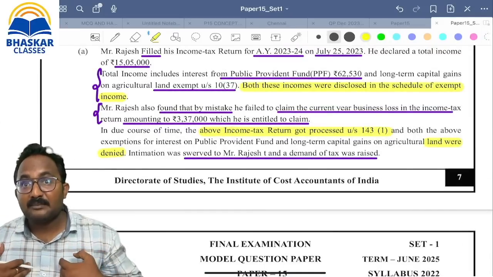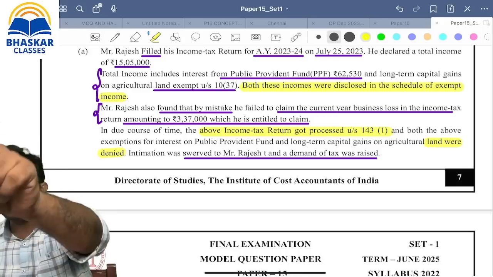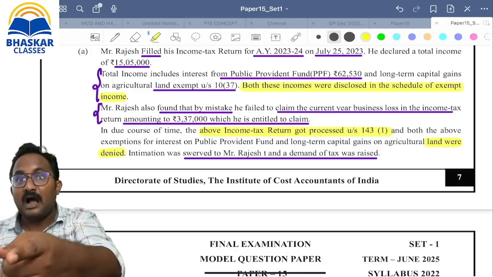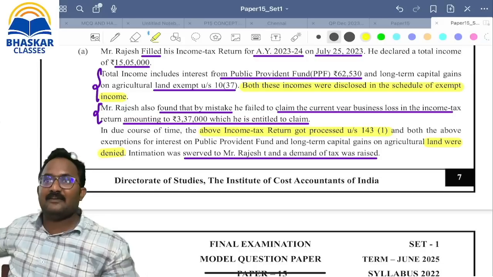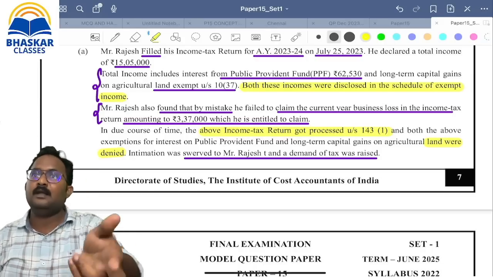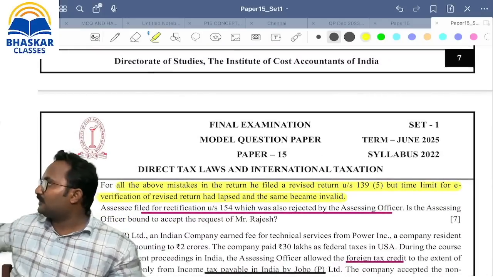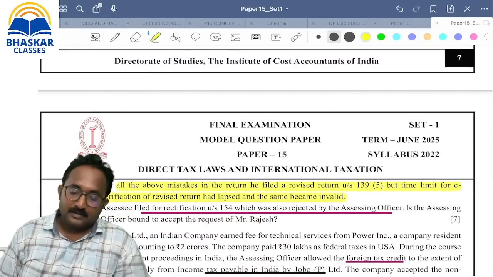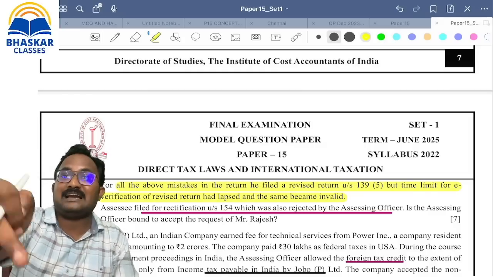I think you know one point: after receiving the intimation also, we can file the revised return. Please open that revised return note points. In that I said one point: after receiving the intimation, even after receiving the refund, we can file the revised return. But this fellow filed the revised return and did not e-verify it. E-verification means Aadhaar enabled OTP or digital signature, anything we have to submit, but he did not submit it. So that is also treated as invalid.